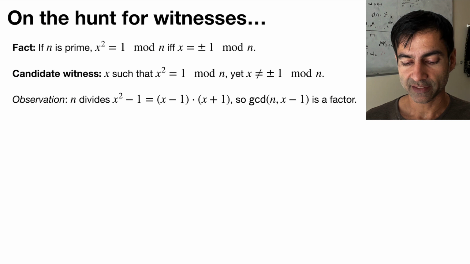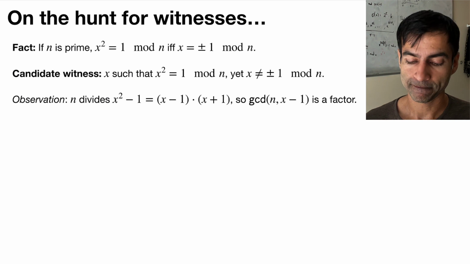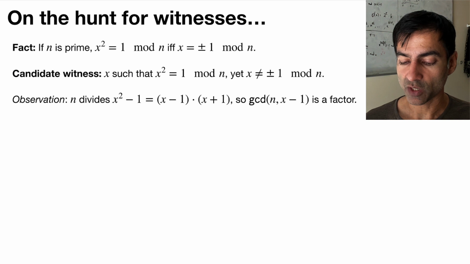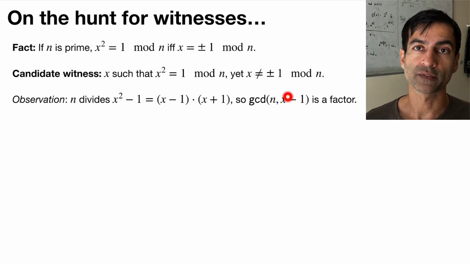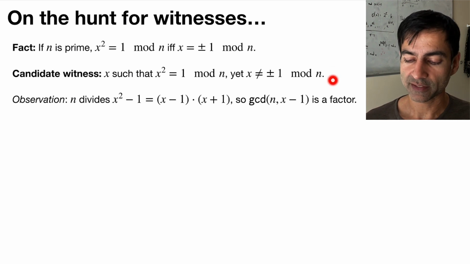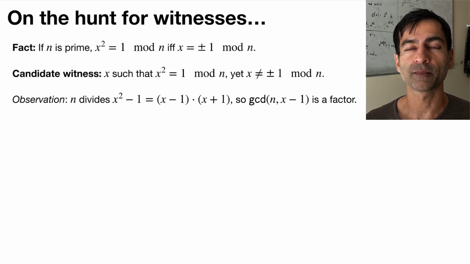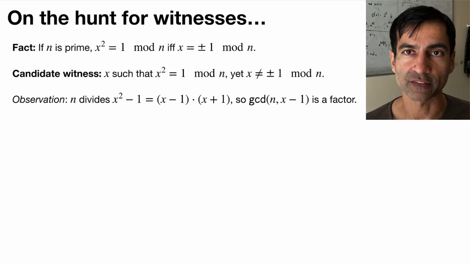If you find such an x, then n must divide x squared minus 1, right? But n does not divide either of these two factors, and x without loss of generality can be chosen to be less than n. The GCD of n with x minus 1 will be a non-trivial factor of n. Okay. So every witness of this type leads to an interesting factor of n. If you find an interesting square root of 1 modulo n, you also obtain an interesting factor of n.